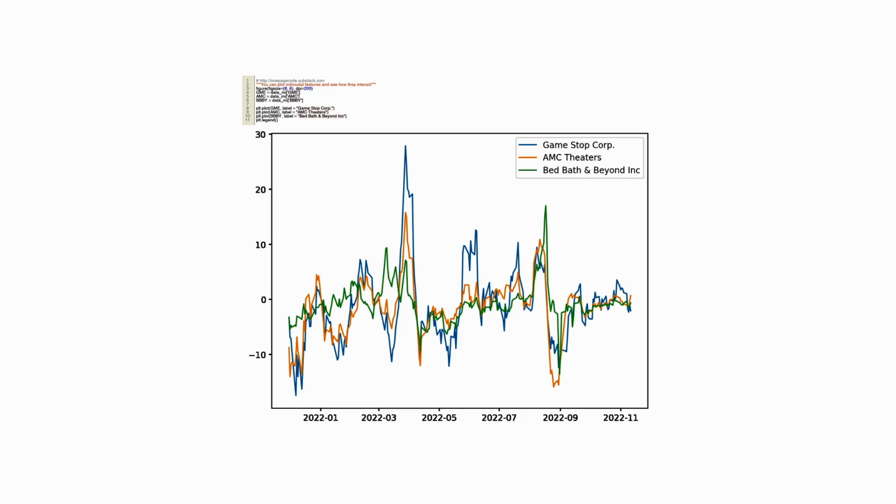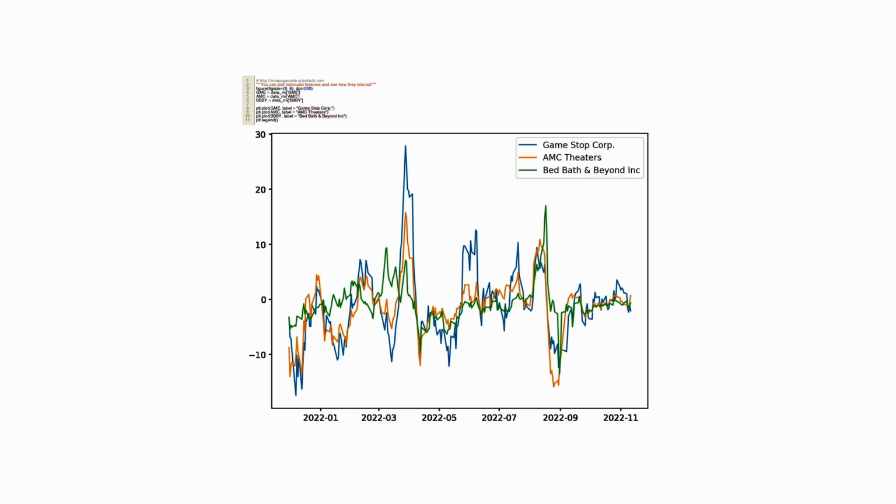The code creates a figure with a specified size and resolution, then retrieves stock data for GameStop Corp., GME, AMC Theaters, AMC, and Bed Bath & Beyond Inc., BBBY, from a larger dataset. It plots the data for each of these companies on the same graph, with each stock distinguished by a label.